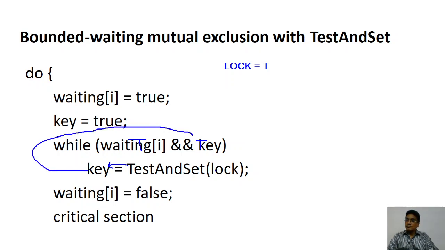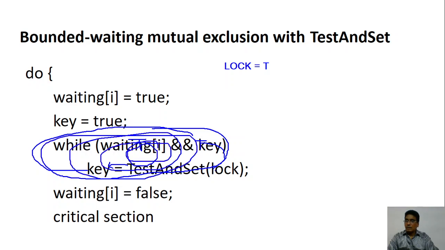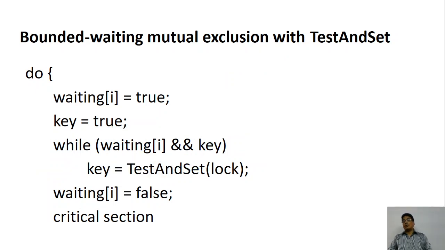Waiting is true. You again come here. If the lock is true, key is true, waiting is true. You come here. So you keep on rotating on and on until somebody sets the lock as false. So you will be busy waiting for the lock. Okay, so simple as that. If it is already locked, this key will always be true, and somebody else has to unlock it.